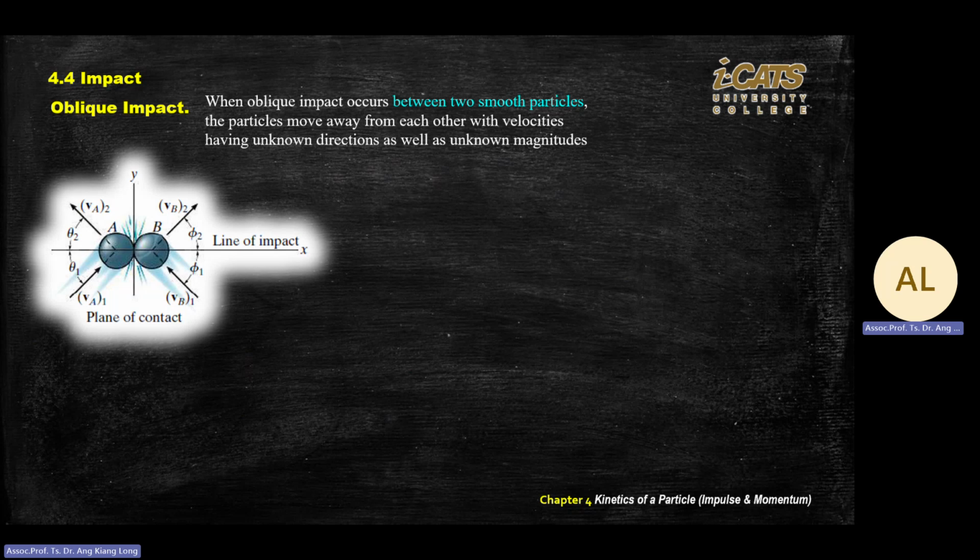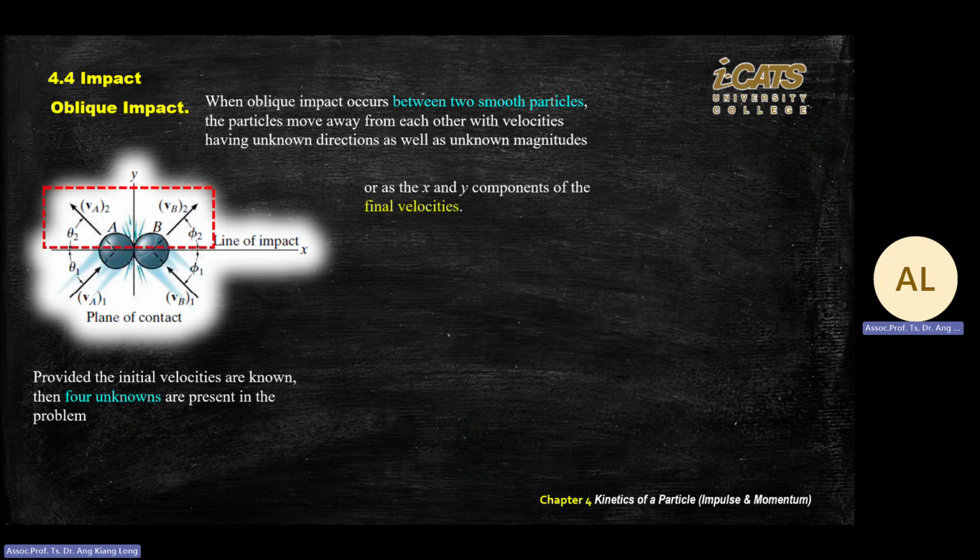You have to know the velocity before and after. The mass of A and B does not change. The initial velocity will usually be given. So you have 4 unknowns in the question. What do I mean by 4 unknowns? You have the velocity after for A and B, and you also need to find the angle after impact for oblique.